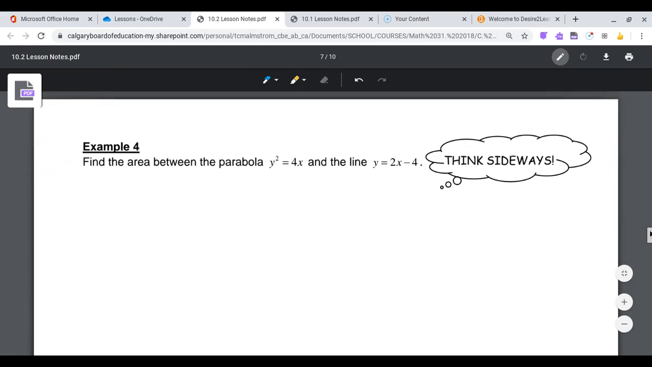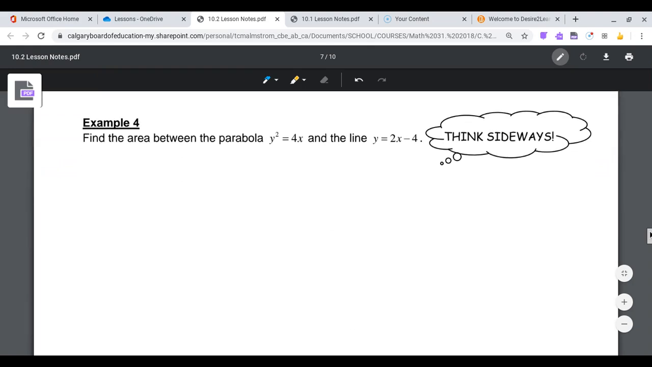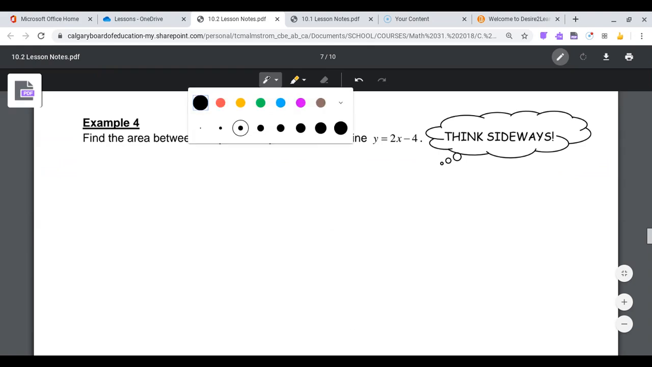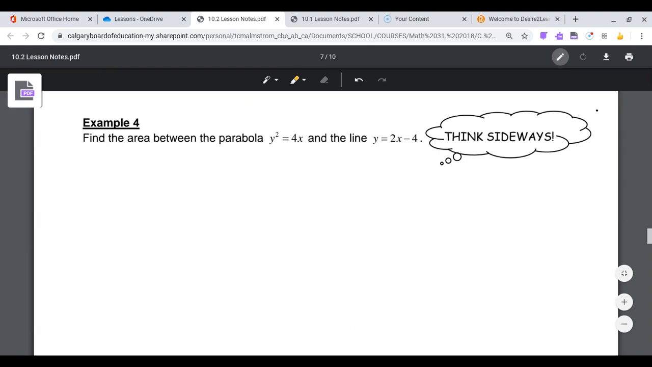Okay, example 4. Find the area between the parabola y squared equals 4x and the line y equals 2x minus 4. And this one is saying, think sideways. Weird, but true. Okay, so this is funky. Y squared equals 4x.